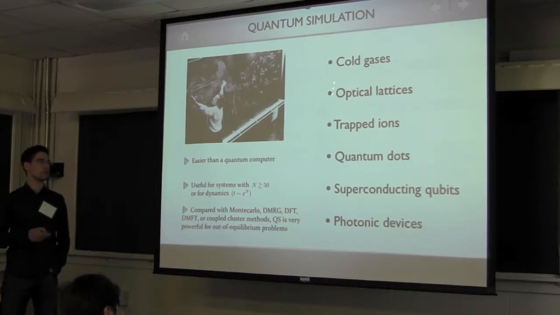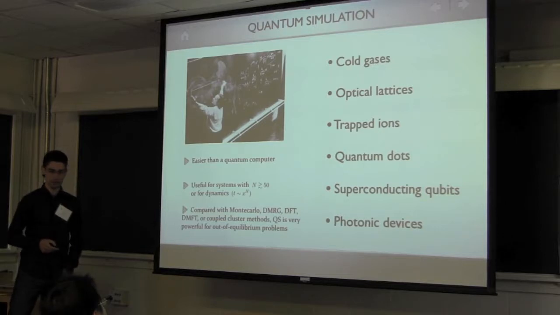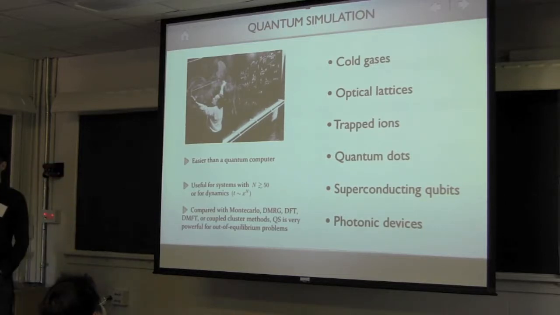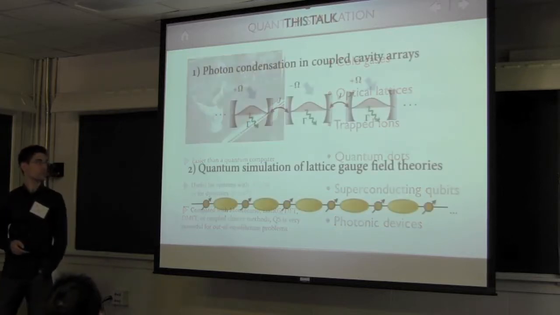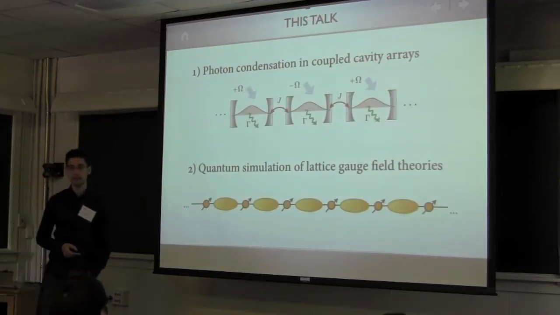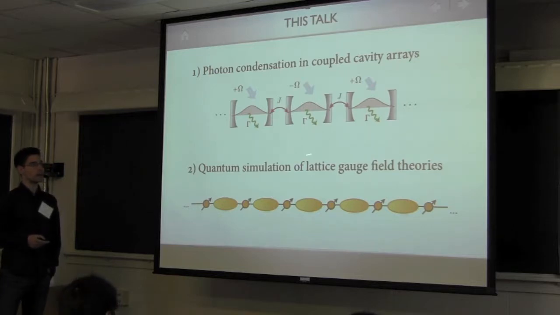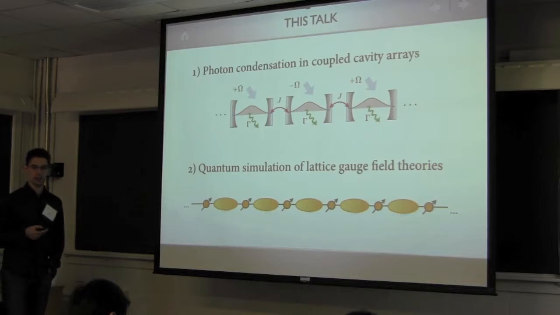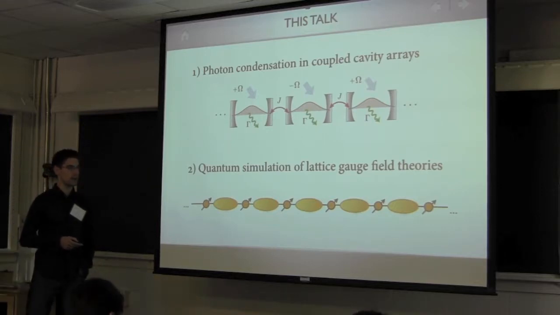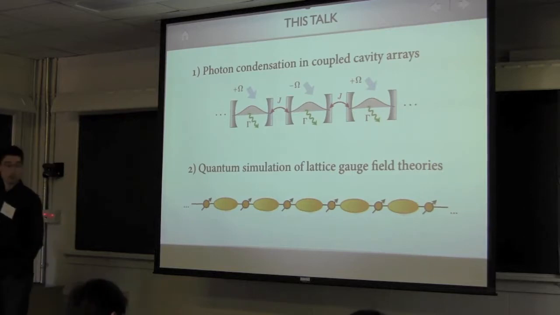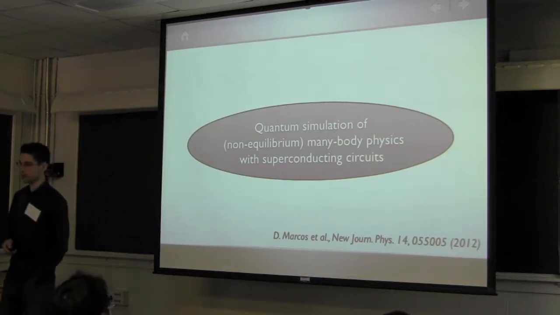And some proposals for quantum simulators include cold gases, optical lattices, trapped ions, quantum dots, superconducting qubits, or photonic devices. And I encourage you to have a look at the recent special issue in Nature Physics that appeared in April about quantum simulation. So in this talk I will tell you about two particular examples of quantum simulators. The first one is about how to implement a photonic cavity array that actually simulates quasi-thermal properties of many-body systems. The second example is about how to simulate lattice gauge field theories with photons. So let me come to the first part, quantum simulation of non-equilibrium many-body physics with superconducting qubits.